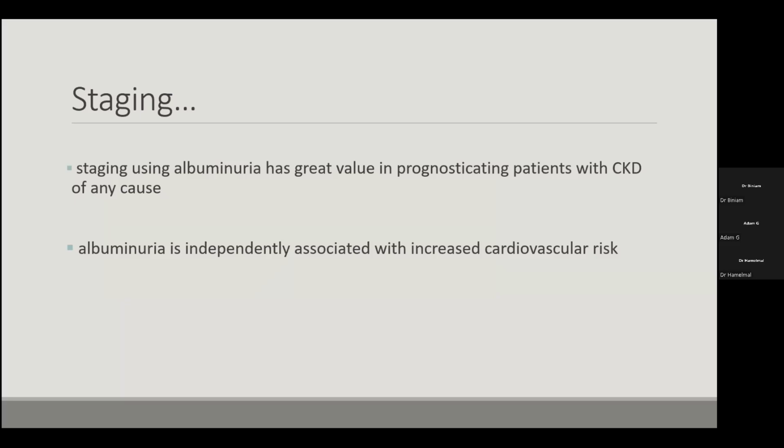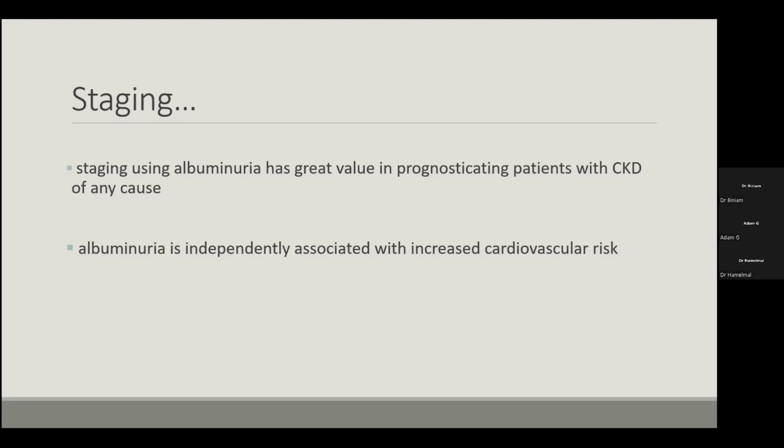So staging with albuminuria has great prognostic value in CKD patients, not only diabetic patients who have albuminuria early, but any CKD patient. Albuminuria is associated with worse prognosis. The higher the albuminuria, the higher the mortality, regardless of the stage of CKD. And albuminuria is independently associated with increased cardiovascular risk. So in our setting, we do proteinuria. It gives us a rough estimate of total protein, so we can't stage based on that, but this is what the guidelines suggest. That's why I'm sticking to albuminuria measurement.